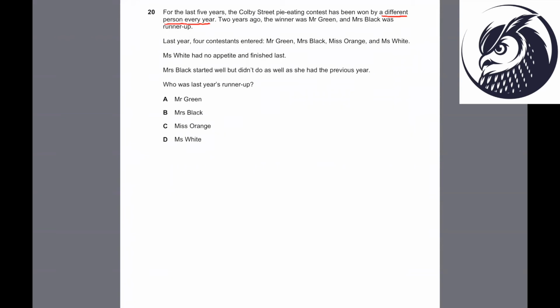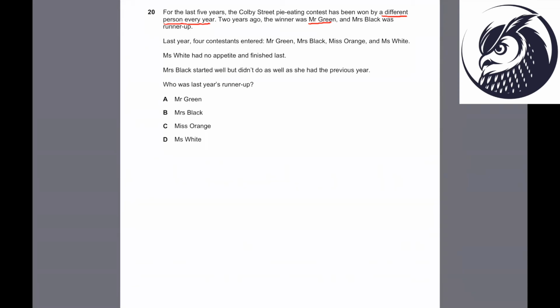Two years ago, the winner was Mr. Green and Miss Black was the runner-up. Last year, 4 contestants entered: Miss Green, Mr. Green, Mrs. Black, Miss Orange, and Miss White. And then they give us a bit of information about the contest. The question is asking, who was last year's runner-up?